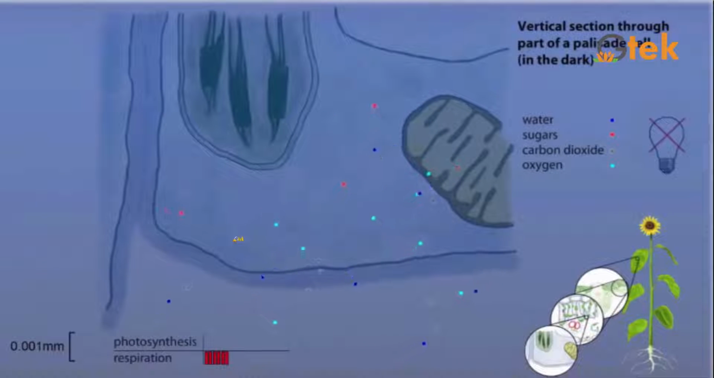And now let's see the vertical section through part of the palisade cell, that is in the dark. You can see here. And here only the respiration process is carried out. The water, sugars, carbon dioxide and oxygen are represented here, and these four things travel through the vertical section. You can see here.